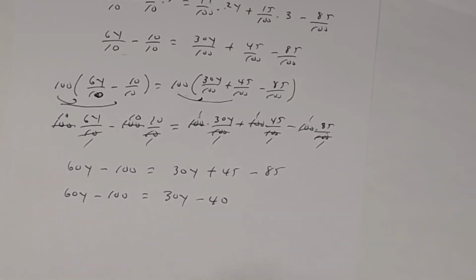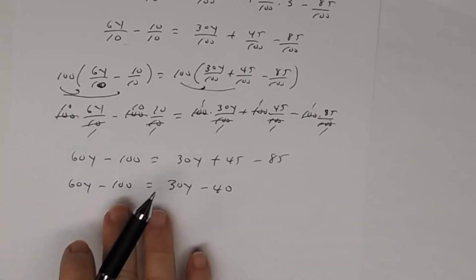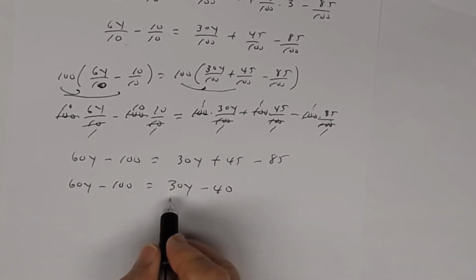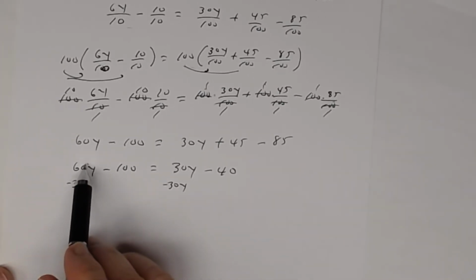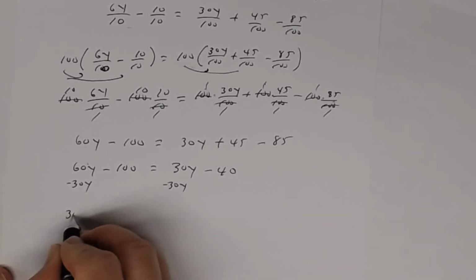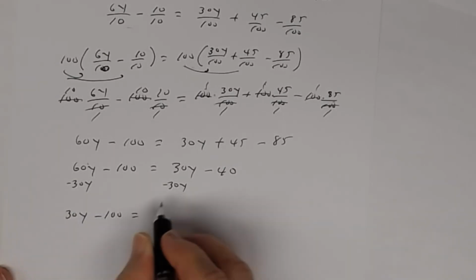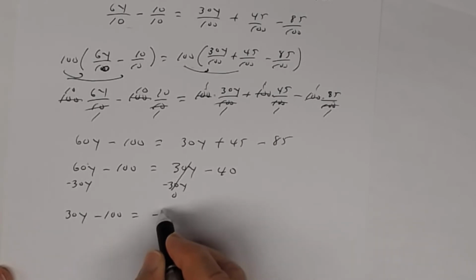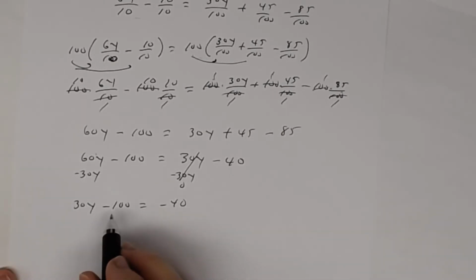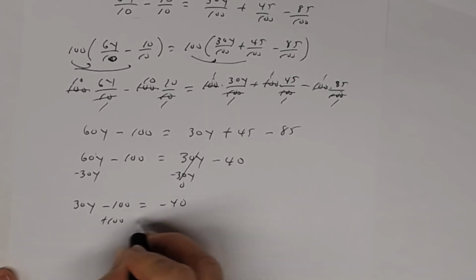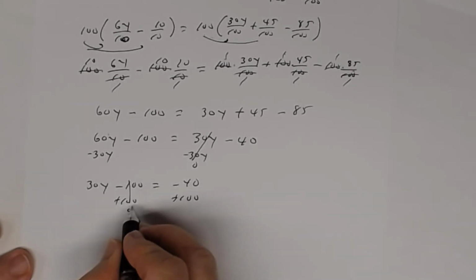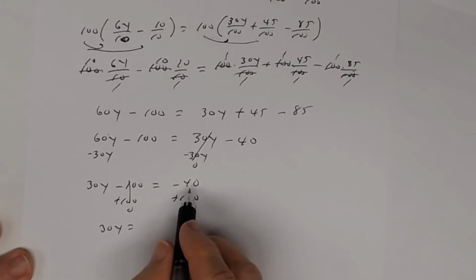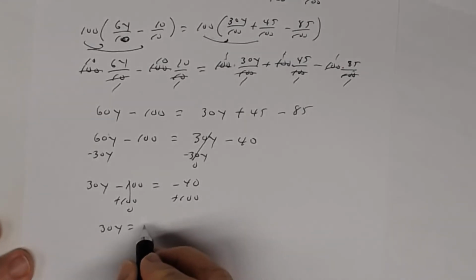Okay? All right, and so now let's bring all the variables to the left and the constant to the right. So I'm going to solve this linear equation. In this case, I'm going to subtract 30y from both sides. When I combine like terms, I get 60y minus 30y is 30y, minus 100 equals 0 and then negative 40. Right now I'm subtracting 100, so I'm going to add 100 to both sides. When I combine like terms, this is 0. I get 30y equals negative 40 plus 100, which is 60.